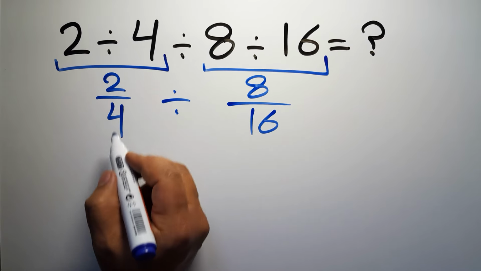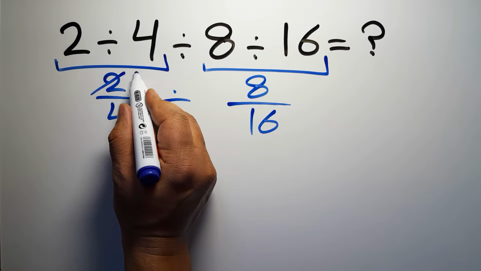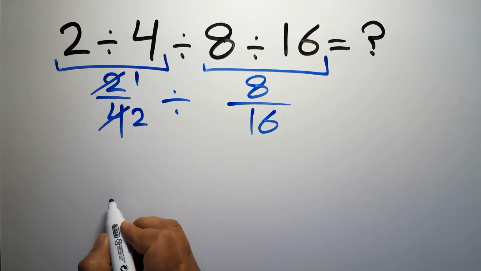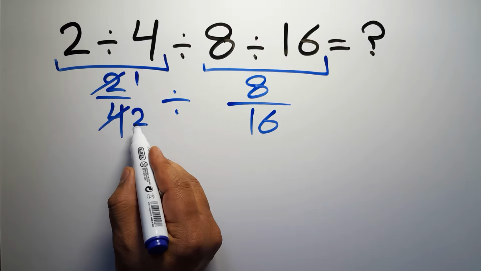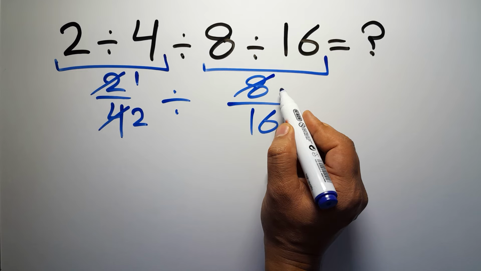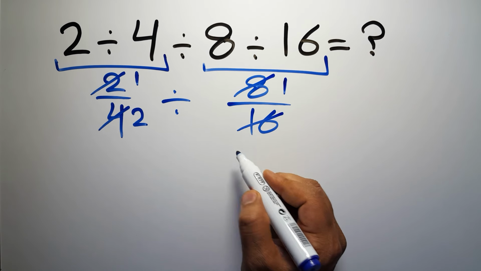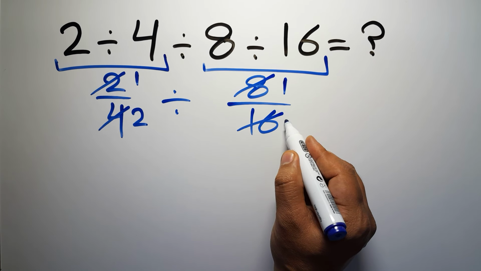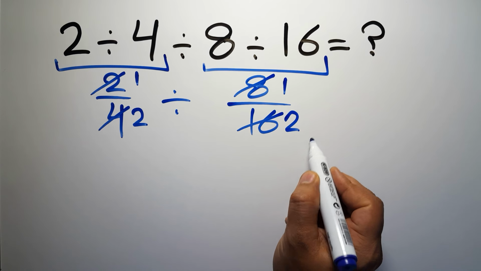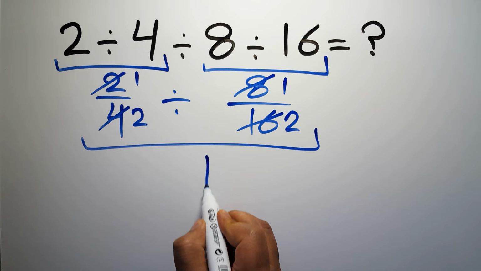Let's simplify this fraction. 2 divided by 2 gives us 1 and 4 divided by 2 equals 2. So here we have 1 over 2. And here 8 divided by 8 gives us 1 and 16 divided by 8 gives us 2. So 1 over 2 divided by 1 over 2 is just 1.